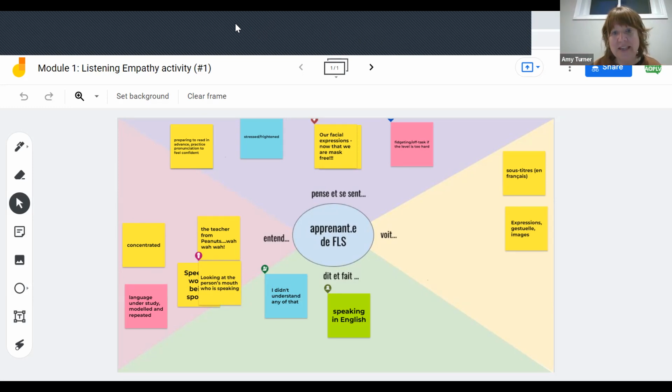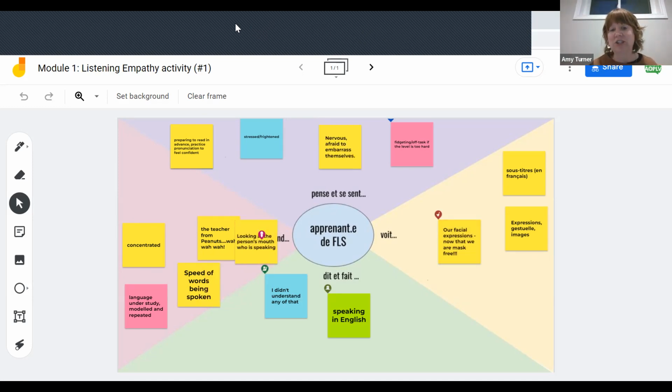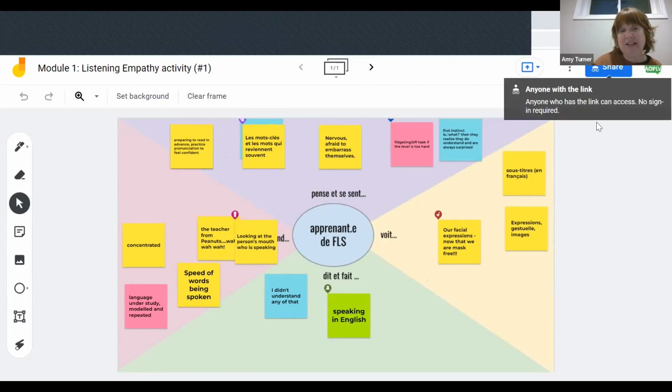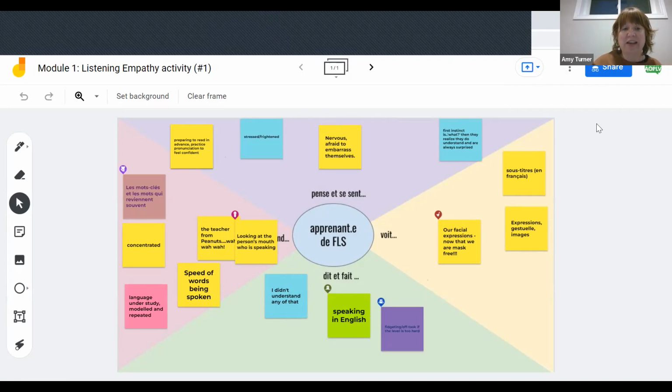Yep, exactly. They might see subtitles possibly if you're using that as a strategy. Les gestes, images, expression, all of those things help. Yes, now that we're mask-free, that's also helpful as well. And then things that they're hearing. There's a comment about the speed of words being spoken. Yes, definitely that can impact how the student can process what they're hearing. They might also, there's a good strategy there, looking for the keywords and the words that they hear often to help them make meaning. That's great.